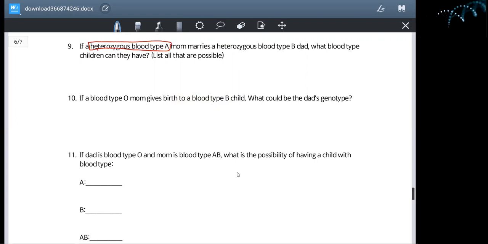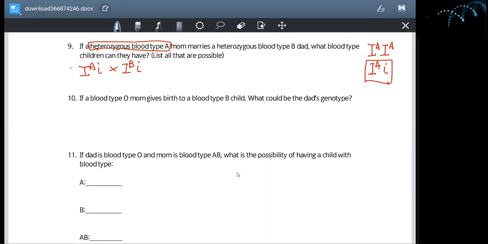So let's review. If you're blood type A, what could be your genotype? Remember the allele big IA. You can be homozygous for it, or you can be heterozygous with a small i, okay? And since it says heterozygous blood type A, that means this one marries a heterozygous blood type B. So let's first write out your genotype. That's always the first thing, right? What blood type children can they have?